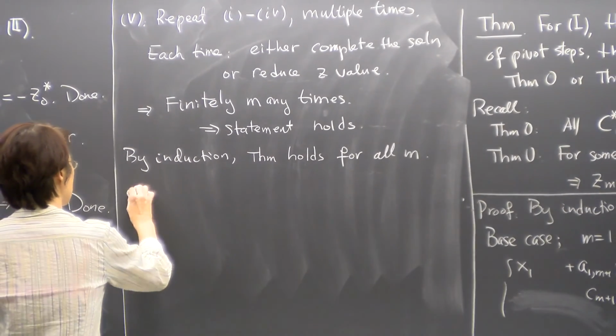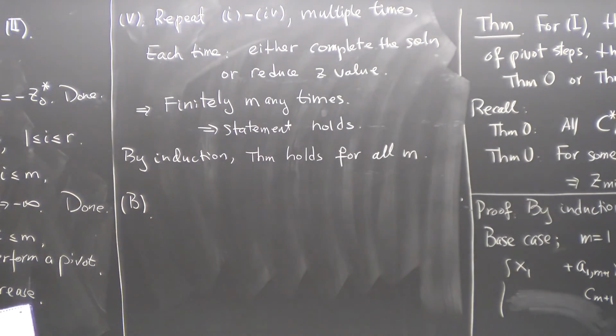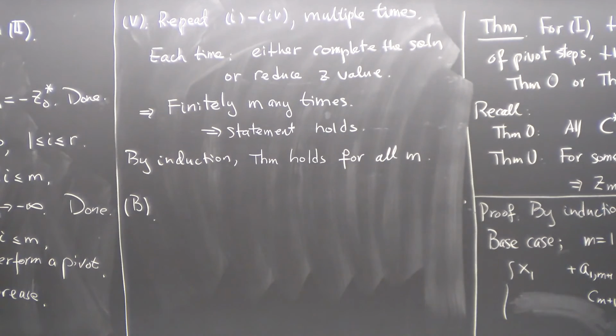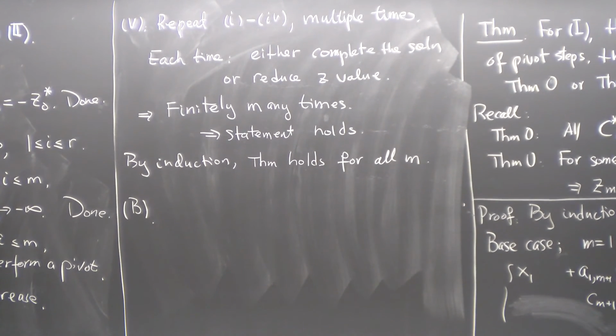Okay, but then we still have to fill the last hole. We made an assumption that one of the BIs is not 0. What if all the BIs are 0? Then this argument doesn't work. Is that right? We need something else.